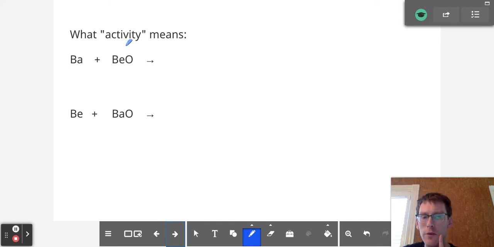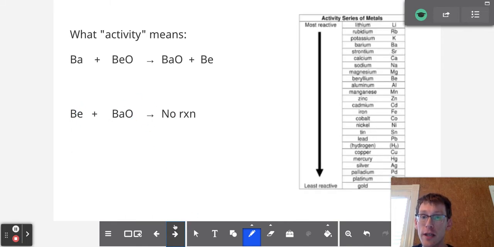So to see what activity truly means, it means that if you were to take some barium and beryllium oxide, you would get a reaction to occur if you mix them together and force them to react. But if you took beryllium and mixed it with barium oxide, it would not result in a reaction.